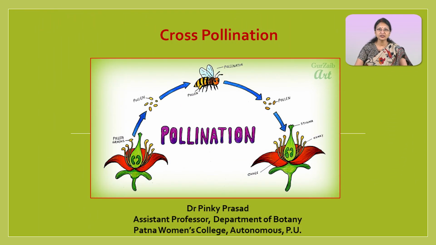Today, we shall study about cross-pollination. Pollination is a very significant process as it helps in fertilization by bringing the male gametes, that is the pollen grains, closer to the female gamete, that is the egg, and allowing their fusion. It results in the production of seeds and fruits and thereby helps in reproduction and generation of new offspring.